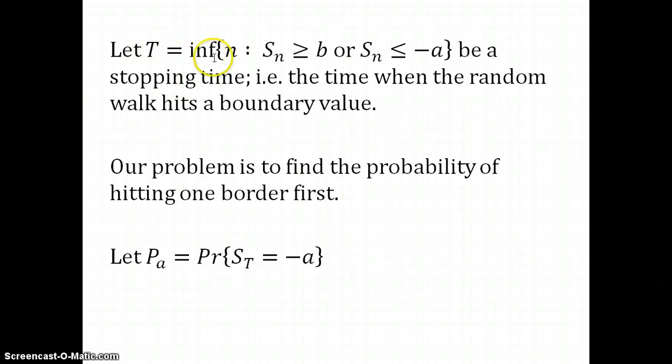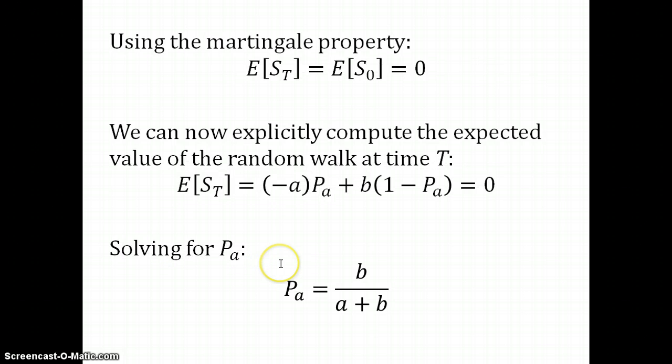If we define t as a stopping time, the smallest n such that the random walk crosses a boundary, either the upper boundary or the lower boundary, our problem is to find the probability of hitting one border first. So we'll define PA as the probability of striking the lower boundary first. Now, the fact of martingales is that at the stopping time, the expected value is equal to the expected value at the initial state, which in our case is 0.